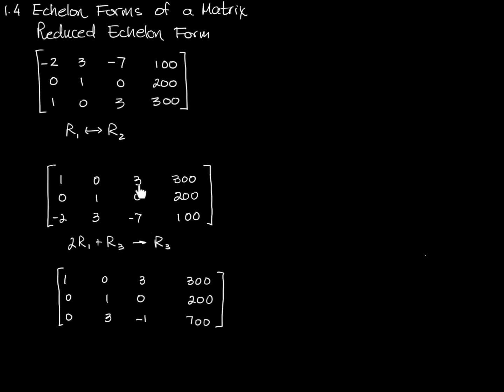So I'll just grab one randomly. 2 times 3 is 6. 6 plus negative 7 is negative 1. And I've put that into the position of row 3. So now I have a pivot in row 1 and zeros below.